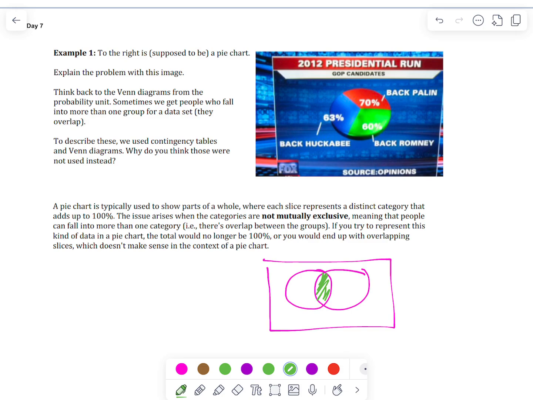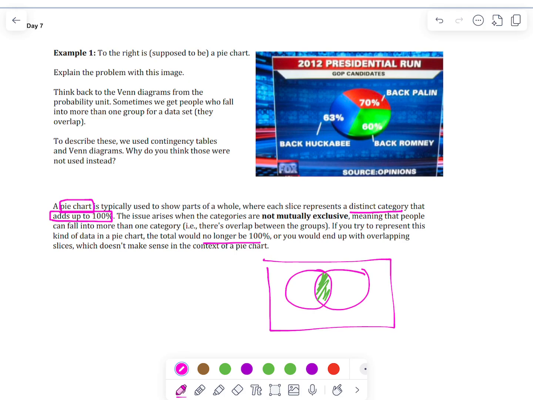A pie chart is typically used to show parts of wholes where the slice represents a distinct category, and it must always add up to 100%. So pie charts must add up to 100%, and they want it to be a distinct category. The issue arises when the categories are not mutually exclusive, meaning that people can fall into more than one category, and there's overlaps within those groups. If we try to represent this kind of data in a pie chart, that total no longer adds to 100%.